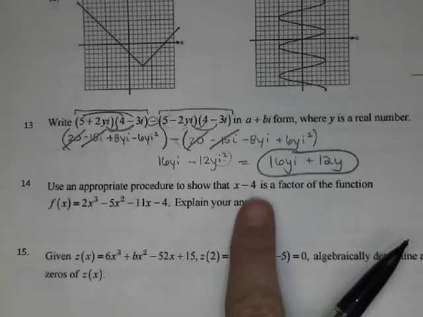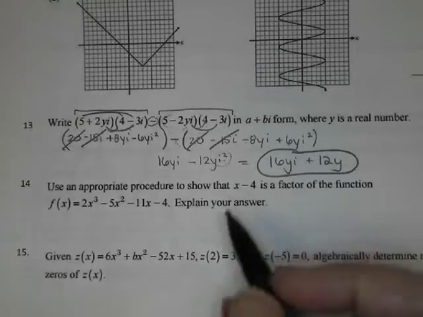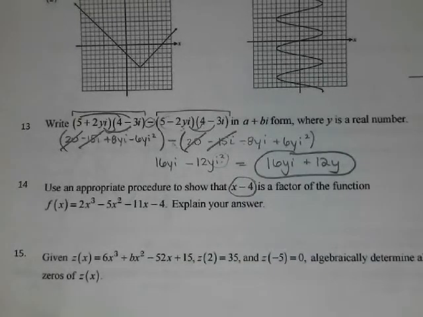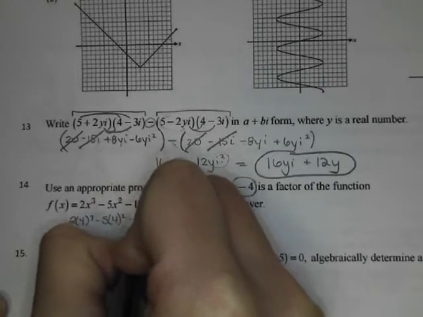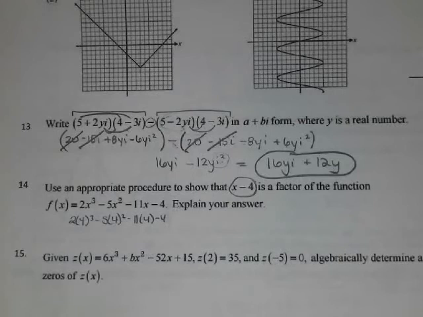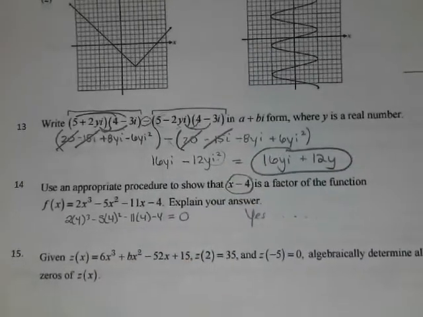Use an appropriate procedure to show that x minus 4 is a factor. Doing long division and showing that you have a remainder of 0 is an appropriate procedure. Quickest appropriate procedure would be the remainder theorem. So if we want to see if this is a factor, plug in 4. If we get 0, yes. If we don't get 0, no. So 2 times 4 to the third minus 5 times 4 squared minus 11 times 4 minus 4. 0. So yes, because the remainder is 0. Would be my explanation.